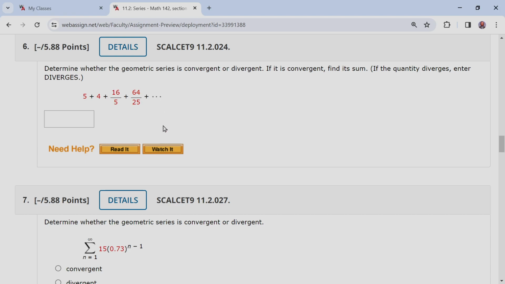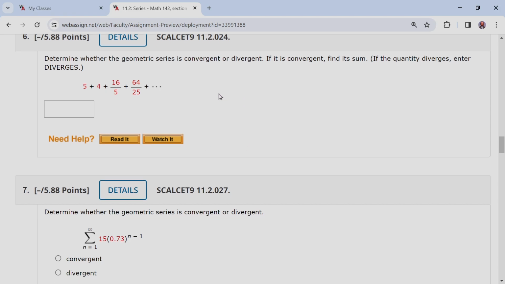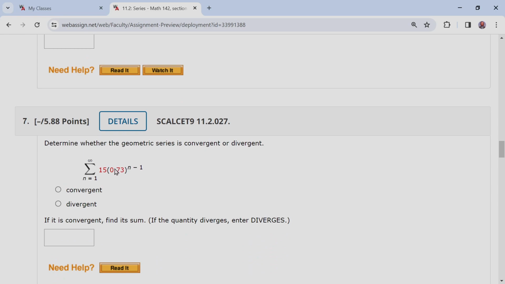So here we'd have 5 over 1 minus 4/5. You got to do some fraction arithmetic. You got to keep change flip, but so be it. You are adding up infinitely many numbers. That is amazing. Okay, next, here's a geometric series.